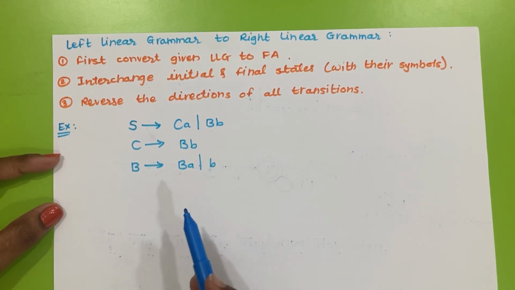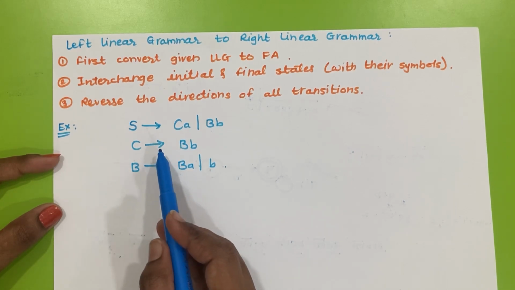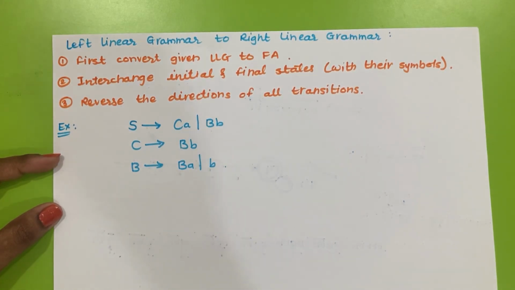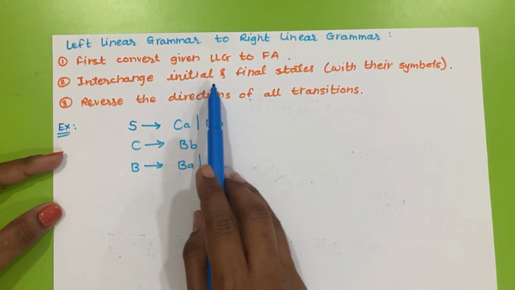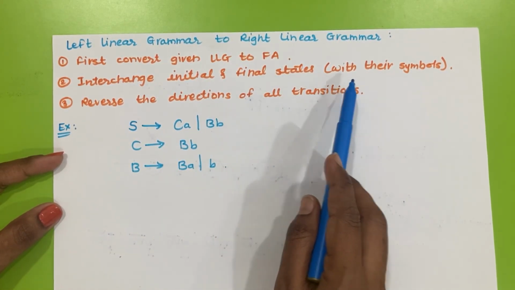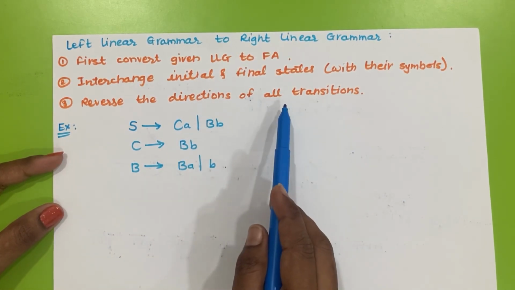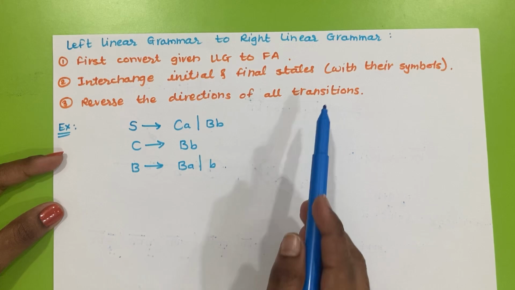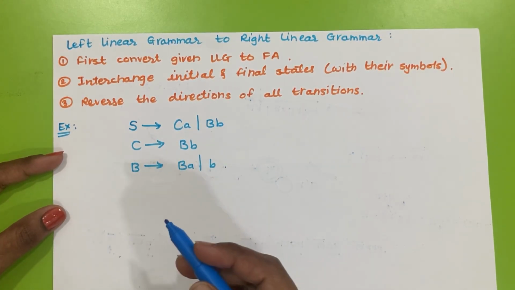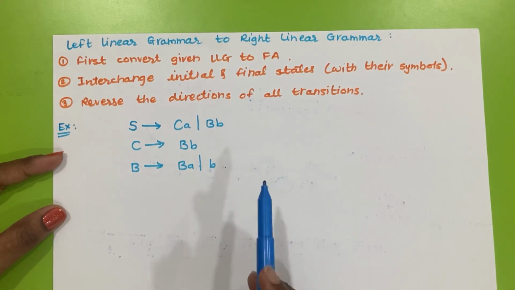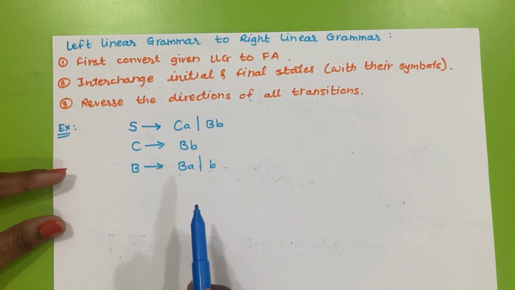Okay, so first we have here the left linear grammar. First we have to convert this left linear grammar into finite automata. Then we have to interchange the initial state with the final state with their symbols. Then we have to reverse the arrows of all the transitions. Then we have to convert the given finite automata into right linear grammar. Okay, so we will start with the example.